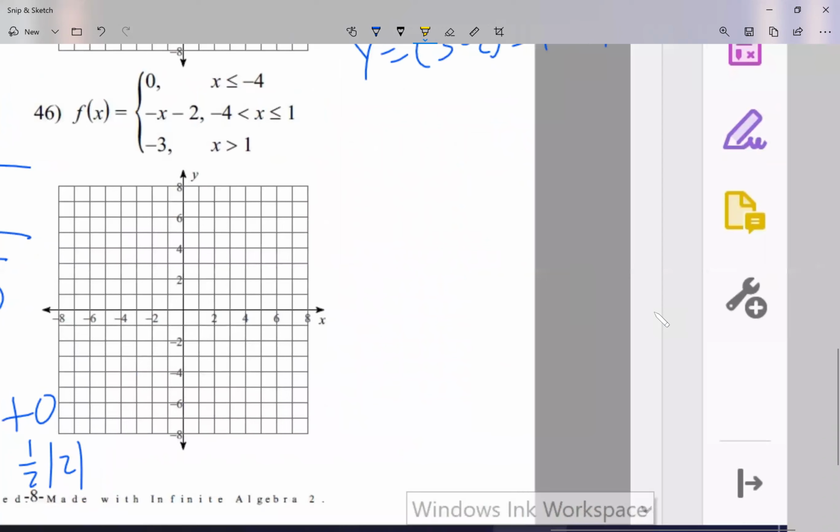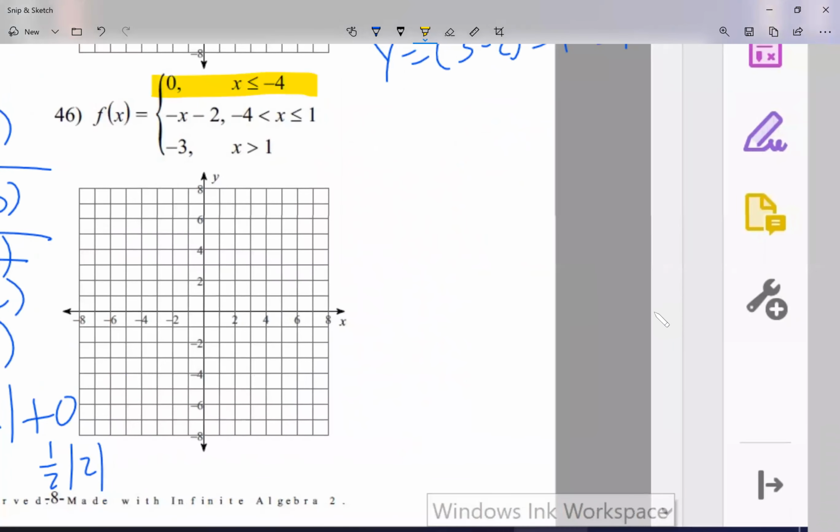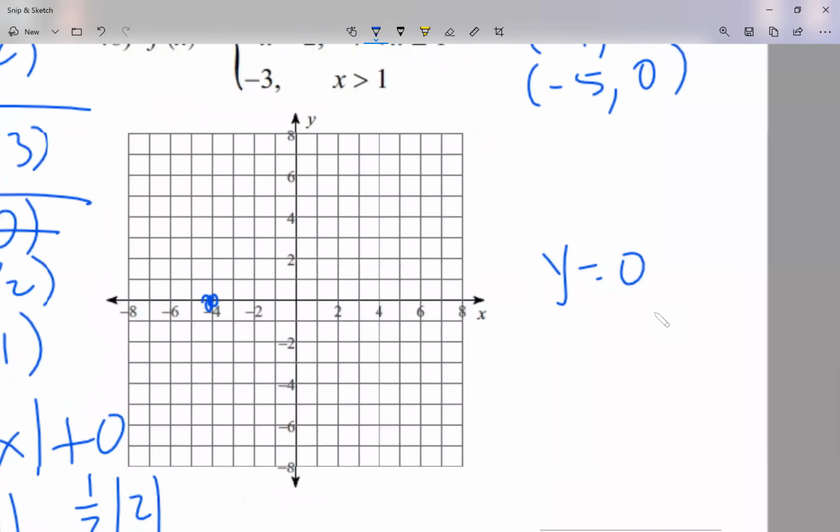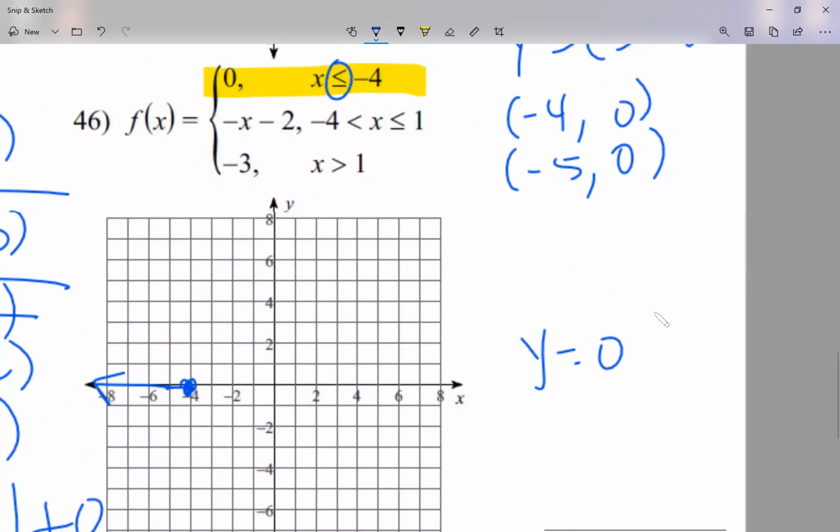My first equation, I'm looking at this as y is equal to 0. Y equals a number is always a horizontal line. The values that I can choose for X are -4 or less. And the Y value is always 0 in this case. So my first point is a closed circle, -4, 0. And then the point -5, 0 is just the point. So it looks like this, my first part. Remember, we call this piece Y, so the first piece.